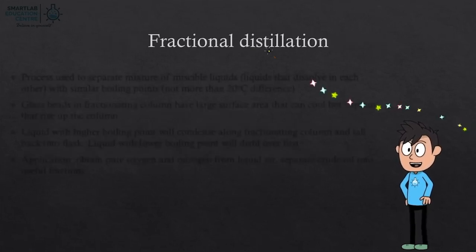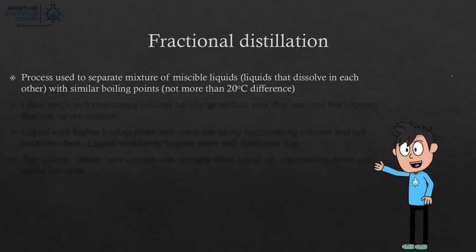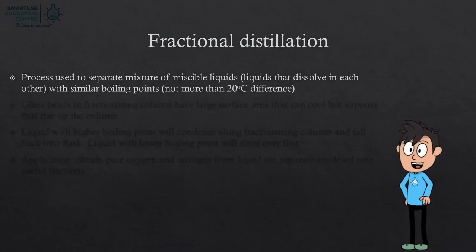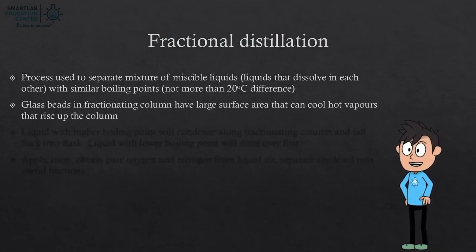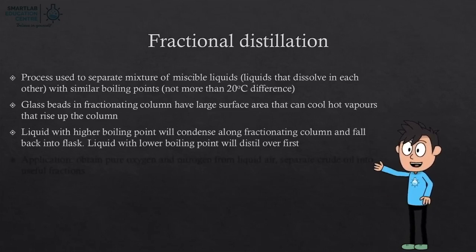What is fractional distillation? It is a process used to separate mixture of miscible liquids with similar boiling points. Glass beads in fractionating column have large surface area that can cool hot vapors that rise up the column. Liquid with higher boiling point will condense along fractionating column and fall back into flask. Liquid with lower boiling point will distill over first.